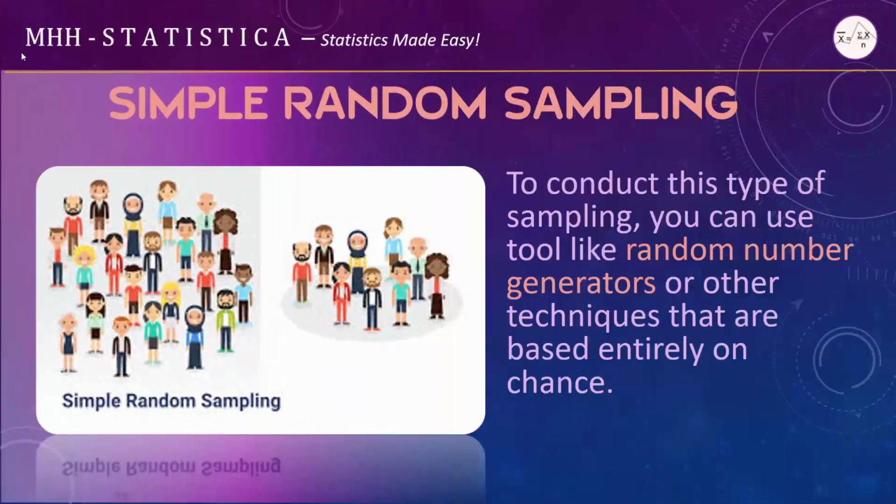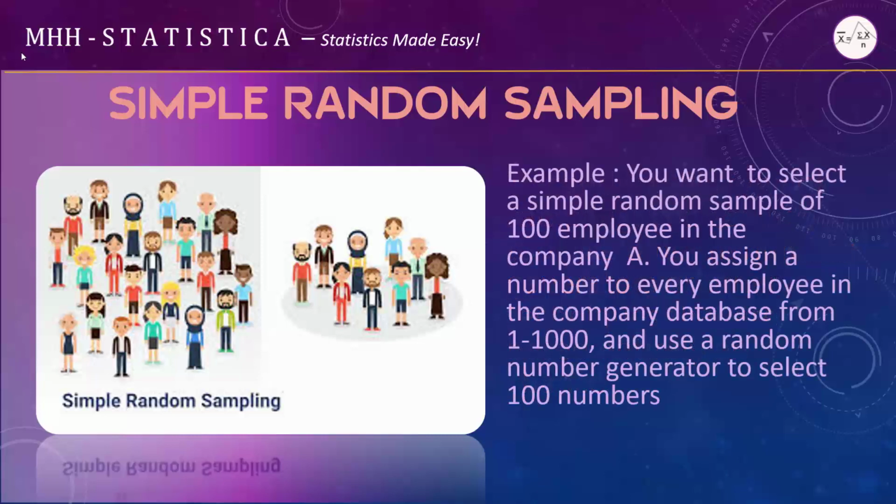To conduct this type of sampling, you can use tools like random number generators or other techniques that are based entirely on chance. A random number generator produces random numbers within a chosen range. An example of simple random sampling: assuming you want to select a simple random sample of 100 employees in company A, you assign a number to every employee in the company database from 1 to 1000 and use a random number generator to select 100 numbers.